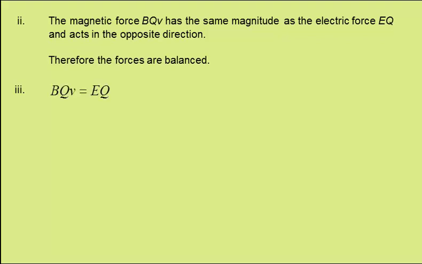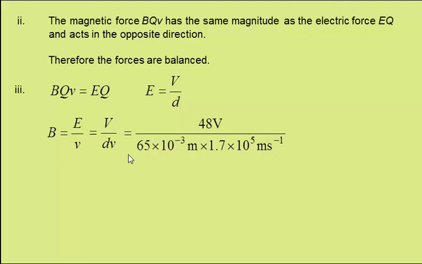Well, in this case, BQV equals EQ, and the electric field E is equal to the potential difference over the distance, V over d. So B is equal to E over v, which is, substituting in this expression, V over dv. Putting in the values gives 4.3 times 10 to the minus 3, and the units are Tesla.